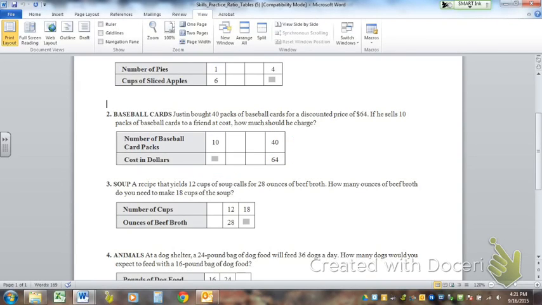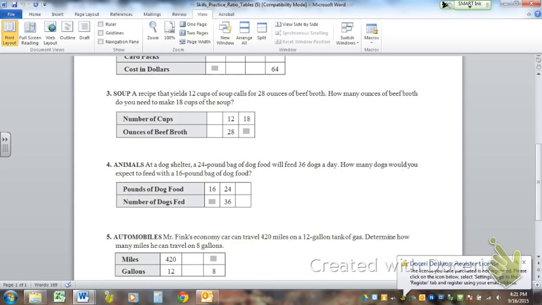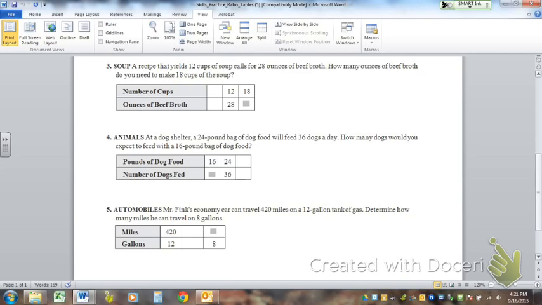Number 3 says a soup recipe that yields 12 cups of soup calls for 28 ounces of beef broth. How many ounces of beef broth do you need to make 18 cups of the soup? So we have 12 cups and 28 ounces of beef broth, and we want to know how many ounces of beef broth we need for 18 cups.